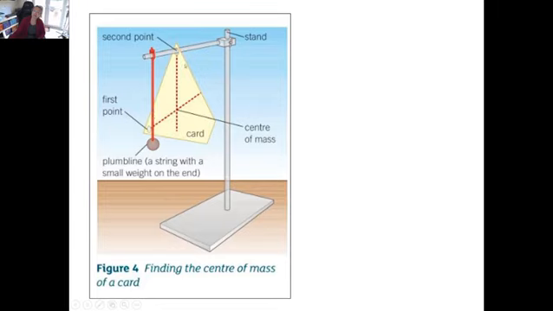So where you've suspended the object and you've let it come to rest, that line where its centre of mass must be will be in line with that plumb line, and you can use it to draw a straight line along that piece of card. You would then change the position of the card, so you freely suspend it from the next point, let it rock till it comes to rest again, and then use the plumb line to find the straight line, and again where they cross, that will be your centre of mass.